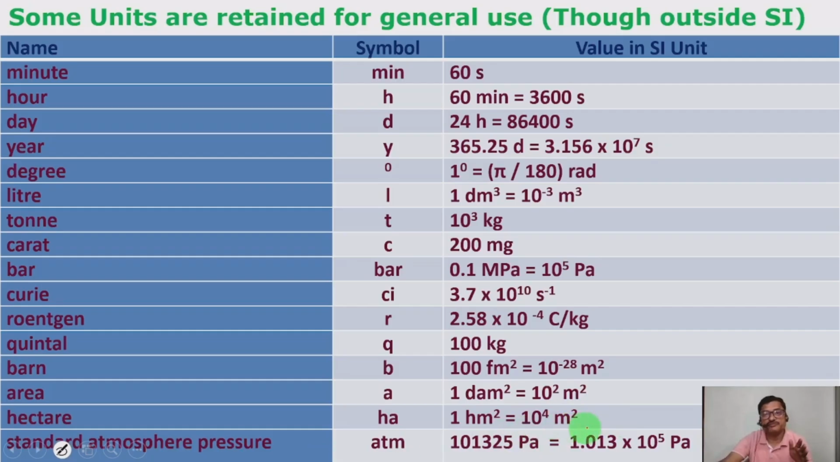Standard atmospheric pressure. In the atmospheric pressure around us, what is the pressure there? That is the standard atmospheric pressure. Usually it is measured at sea level, and its symbol is atm, 101,325 pascal or 1.013 into 10 raised to 5 pascal. The pascal is the SI unit of pressure, and in terms of that we can take 1.013 bar. These are the common units used for general use, even though those are outside the SI unit.